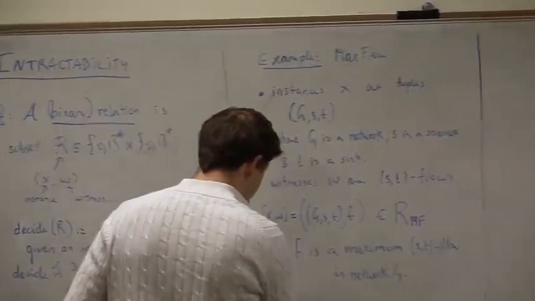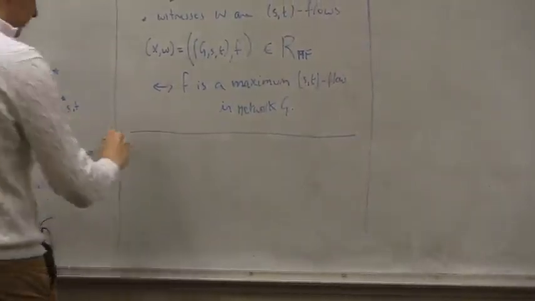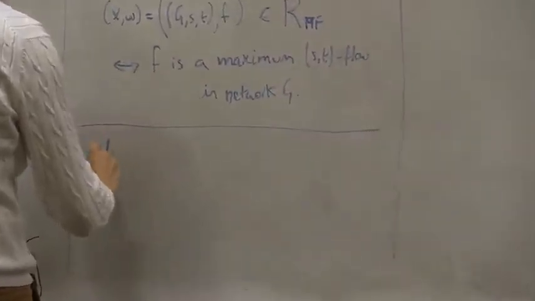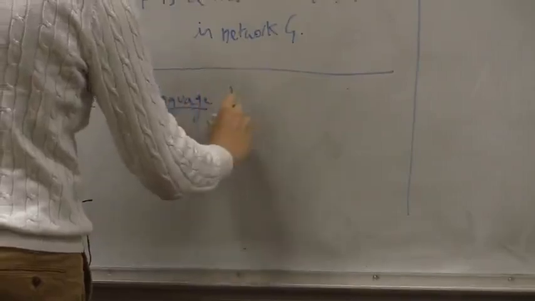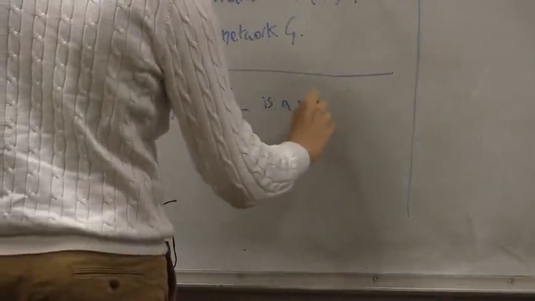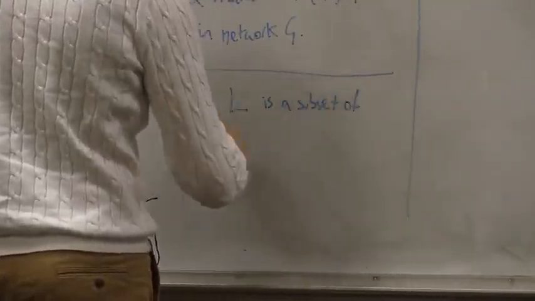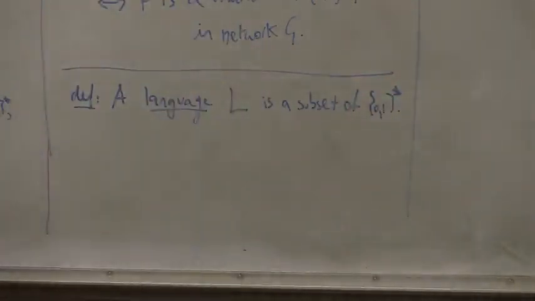Now, another definition that you will find when you learn about computational complexity is the notion of languages. So a language, usually denoted L, is a subset of {0,1}*. It's just some possibly infinite set of finite-size bit strings.